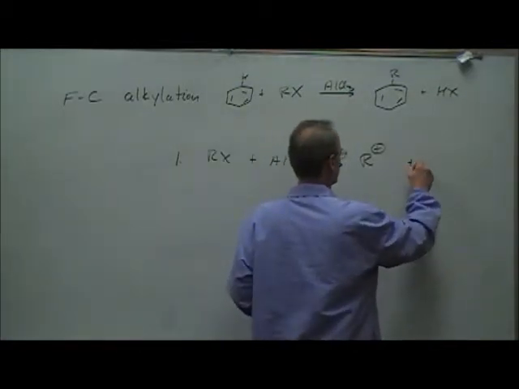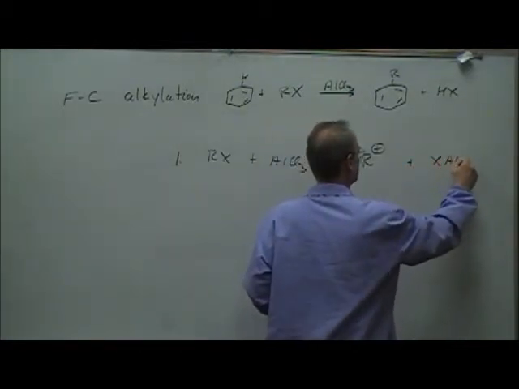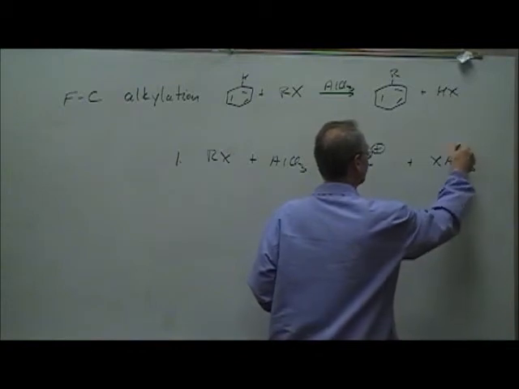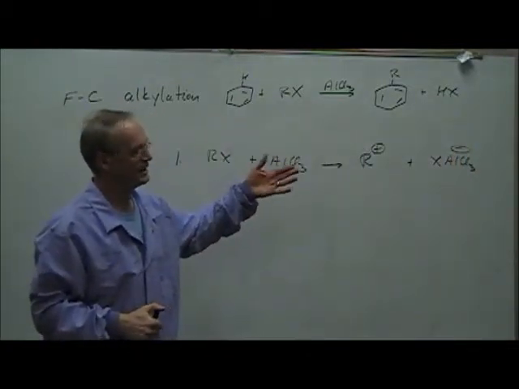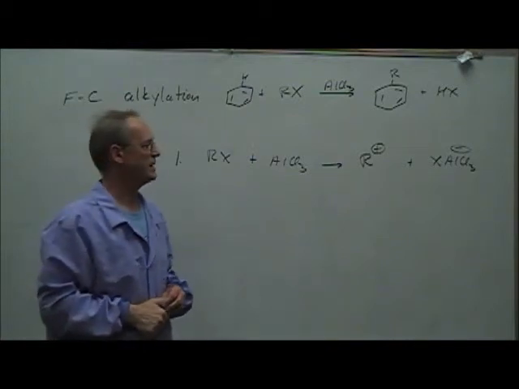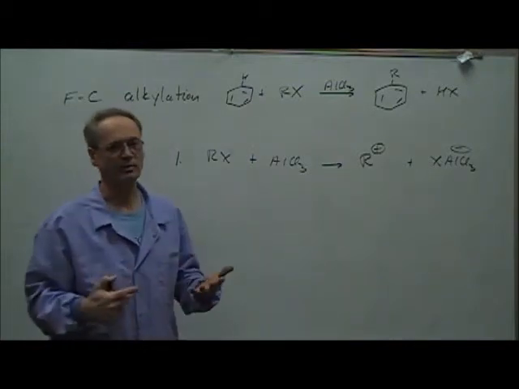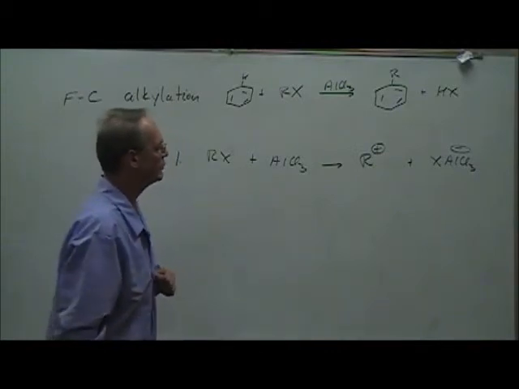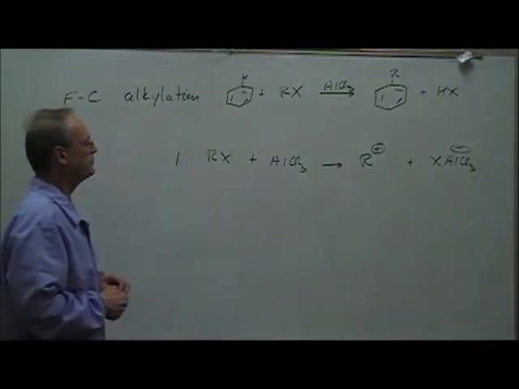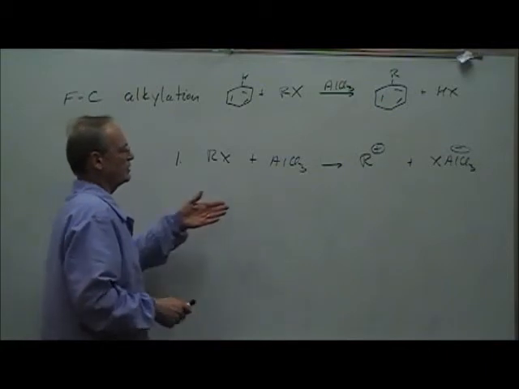And the byproduct there will be XAlCl3 negative. If X happens to be chlorine, then that's AlCl4 negative. If X happens to be bromine, then it's a mixed aluminum halide, and you end up with 1 bromine and 3 chlorines attached to aluminum. So this is then a carbocation.